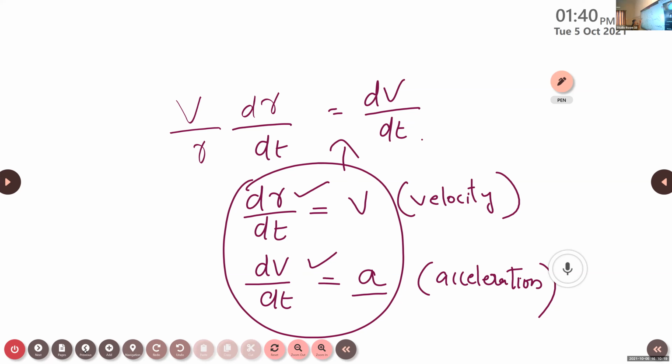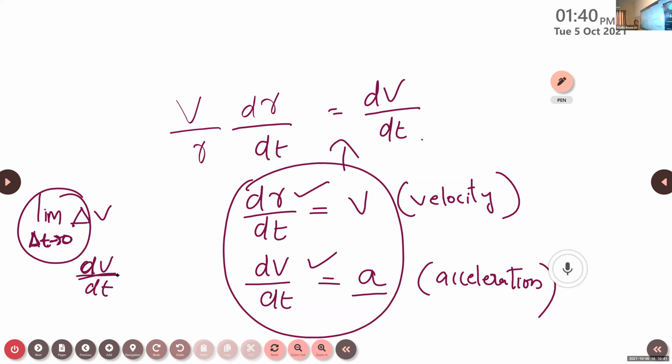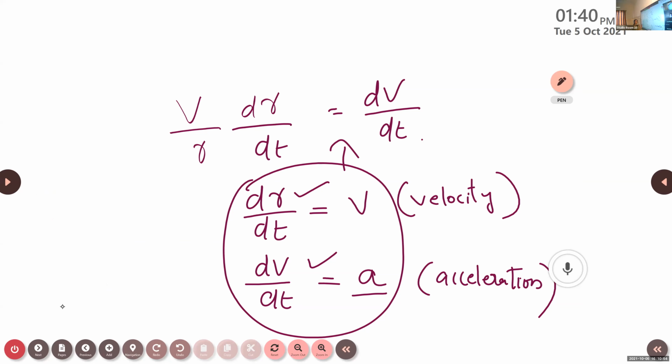So we are obtaining this d by dt form. We already know that the limit delta t tends to 0 of delta of any value, if it is delta v, we can write this entire term as dv by dt, because here delta t tends to 0. The small value of time is represented by d by dt of v, a small change. So this limit and delta value combined together, we can represent by dv by dt. This is a common representation in physics.